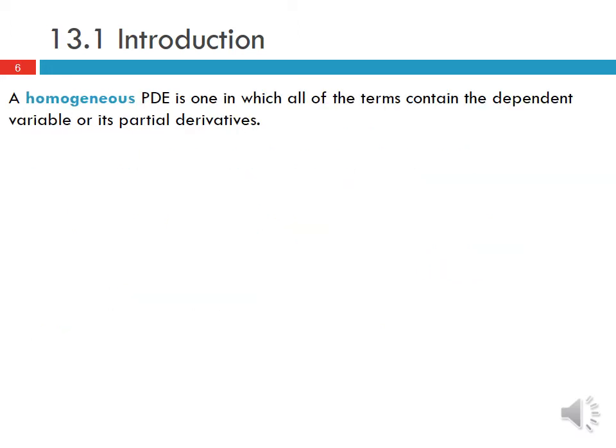A homogeneous PDE is one in which all of the terms contain the dependent variable or its partial derivatives. For example, if we bring everything that contains the dependent variable or its partial derivatives to one side of the equation, we're left with the 0 on the other side of the equation.